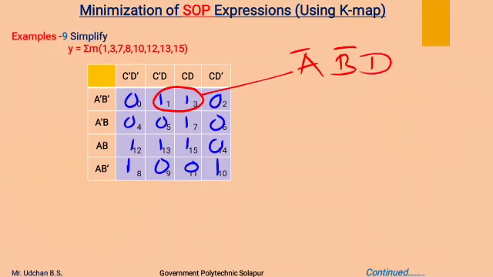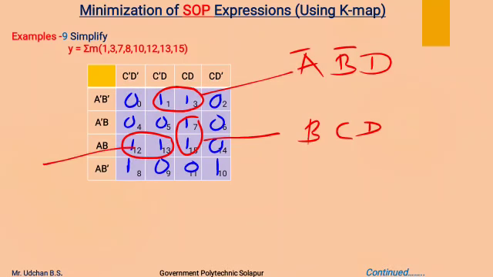After that we will get this as a second pair, which will give the equation as B C D. After that we can form a third pair, which will give the equation as A B C bar. Now as this one and this one are not encircled anywhere, we can form a fourth pair as these two cells are adjacent with each other.